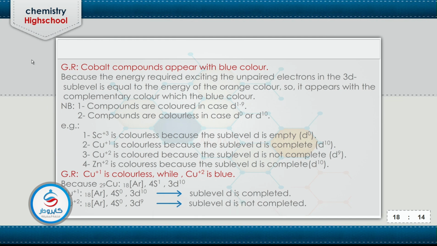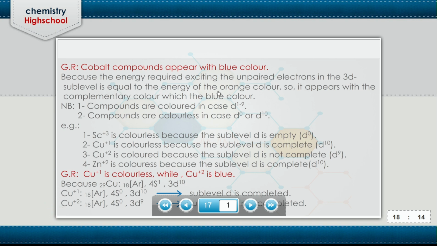Give reason: cobalt compound appears with blue color. The answer: because the energy required to excite the unpaired electrons in the 3d sublevel is equal to the energy of the orange color, so it appears with the complementary color, which is the blue color.